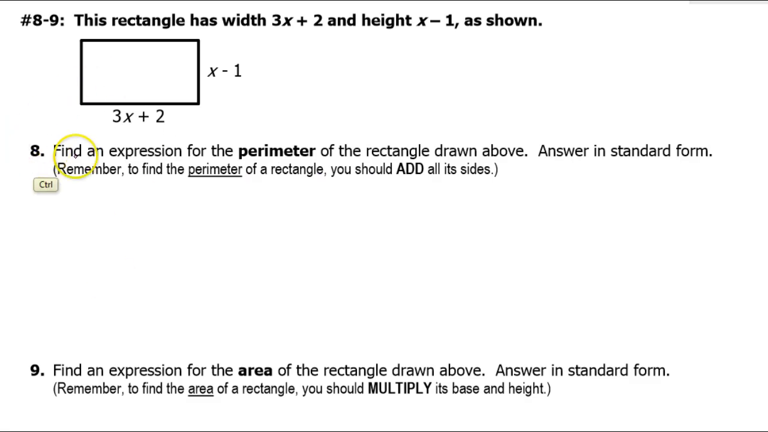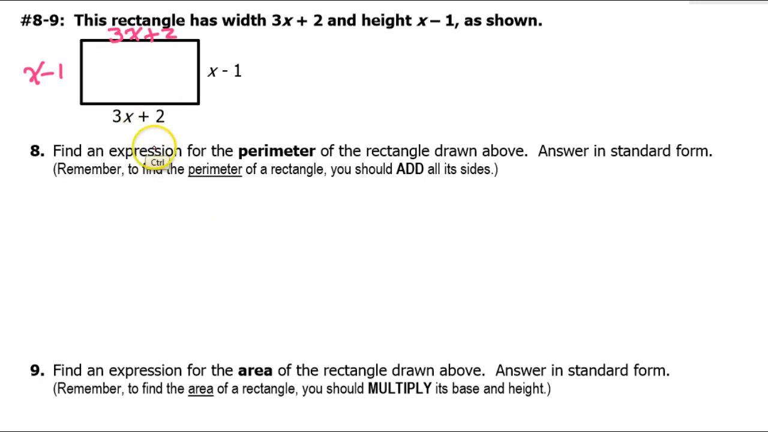For number 8, we're asked to find the perimeter of this rectangle. Just an expression for it. This will not be a numerical answer. Of course, for the perimeter, we just add up all of the sides. So we know that this side up here is going to be 3x plus 2, all right, because these should be the same. And we know that this side over here should be x minus 1.